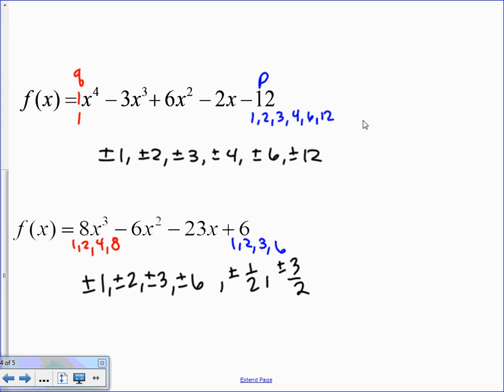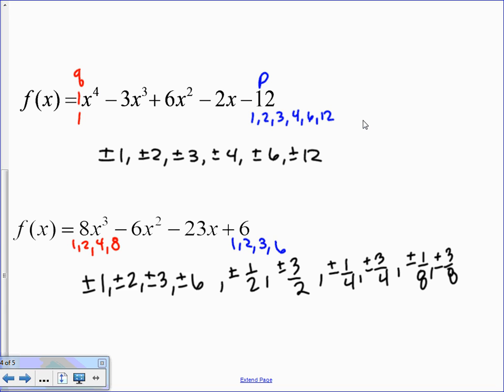Then I'll take all 4 of the P's, 1, 2, 3, 6, and I'll put them over 4. Again, I'll get 2 new solutions, 1/4 and 3/4. 2/4 will reduce to be 1/2, and 6/4 will reduce to be 3/2, so they'll already be on the list. And then I take all of my blue factors, 1, 2, 3, 6, put them over 8, and I'll get 2 new factors, plus or minus 1/8, and plus or minus 3/8. 4/8 will be 1/2, and 6/8 will be 3/4, which is already on the list.